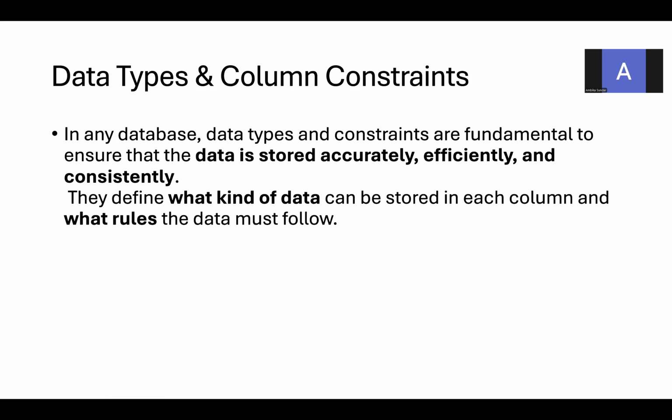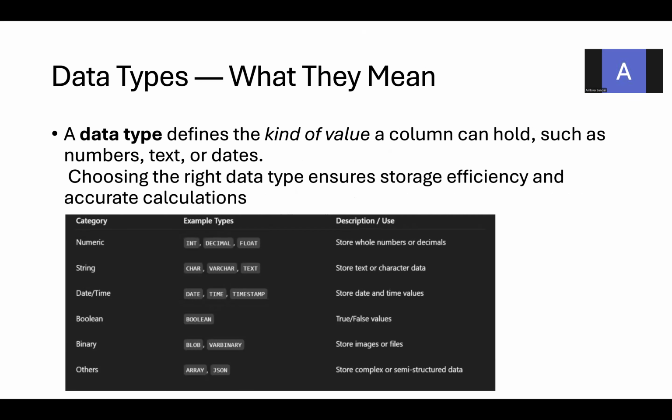They define what kind of data can be stored in each column and what rules the data must follow. That is what I explained now. What kind of data has to be stored in each column? One column can have string, another column can have numeric, another column can have float. So these are the kinds of data we are going to store in each column. The rules are primary key constraint, not null constraint, and unique constraint.